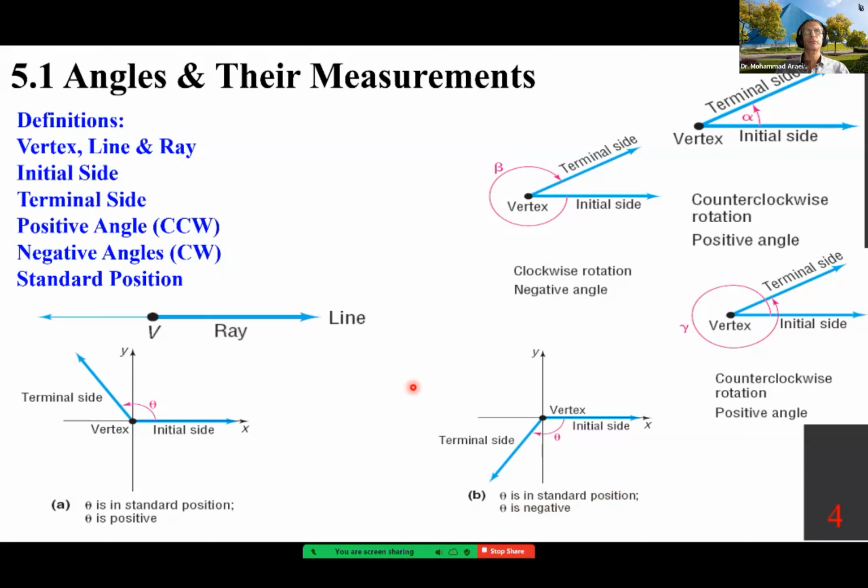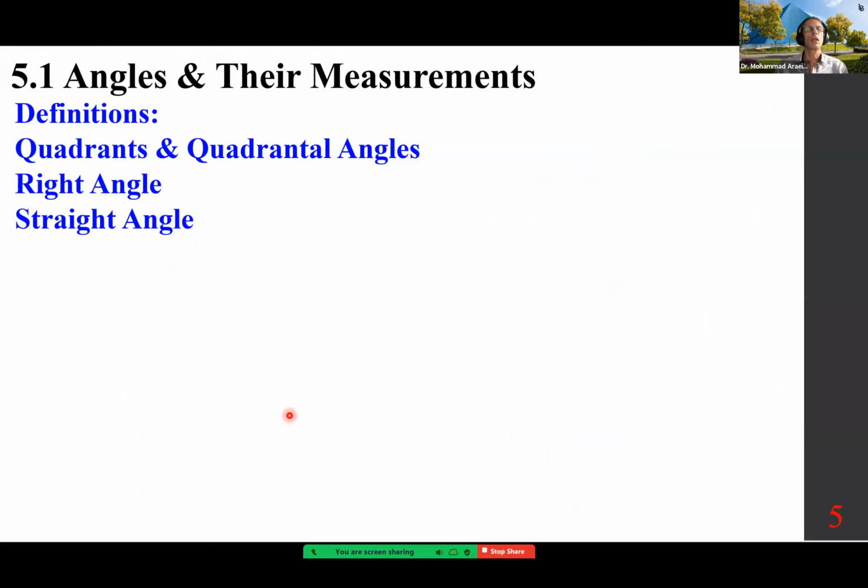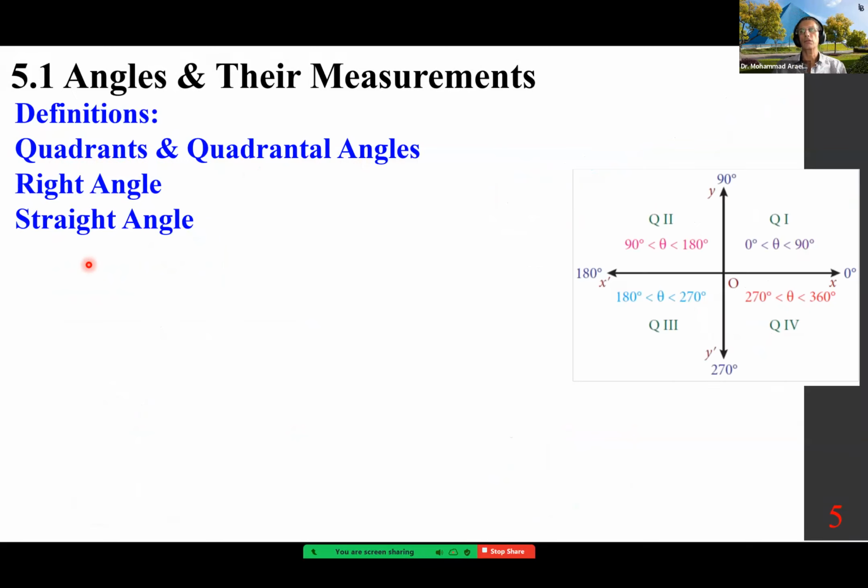So, vertex, line, ray, initial side, terminal side, positive angle counterclockwise, negative angle clockwise, and what do we mean by standard position? Initial side on the x-axis. Let's look at quadrants, quadrantal angles, right angle, straight angle. So let's look at some of those.